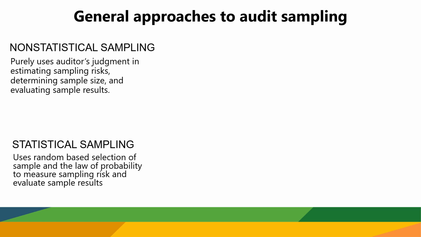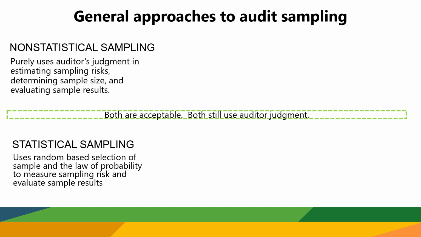The good news is both sampling plans are acceptable. Okay, so whether you go for non-stat or stat, they are both acceptable. So if you're a little bit averse to statistics, this is definitely good news for you. And both non-stat and statistical sampling still use auditor judgment. That means to say, even if you go by statistical sampling, it will never totally eliminate the need for auditor judgment. It's just that in the case of non-statistical, well, it's entirely auditor's judgment.